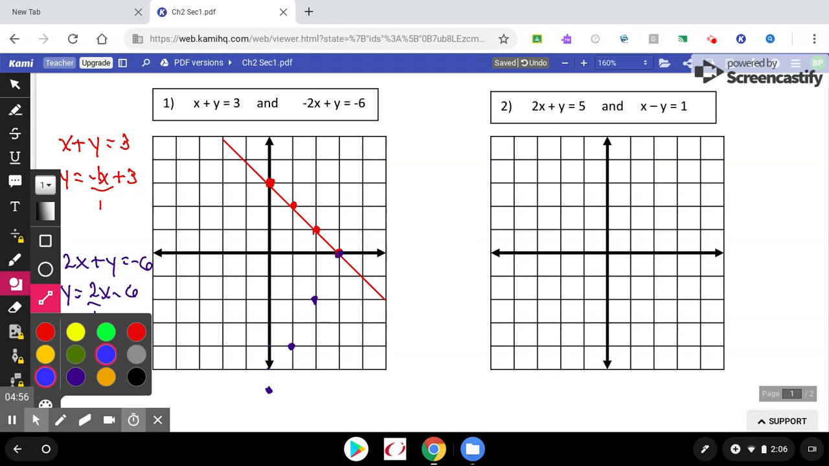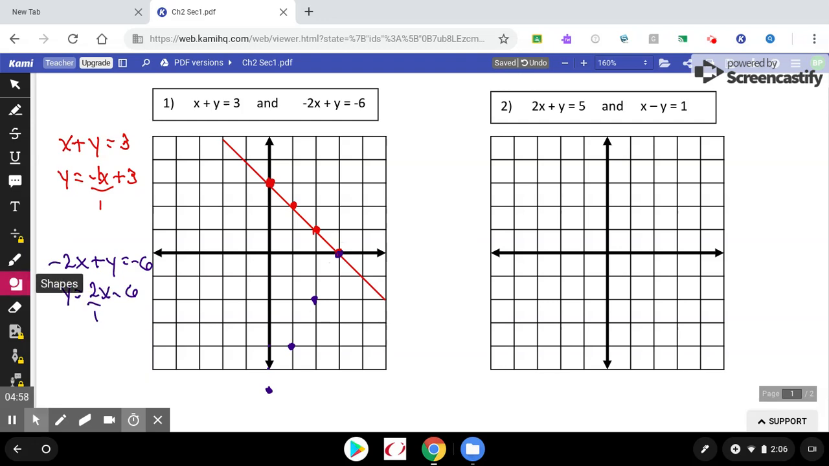Let's go ahead and get a line there. And there we go. Okay, so where do these guys cross? They cross at (3, 0). I'll just write it down here for no particular reason. (3, 0) is the solution to the system.